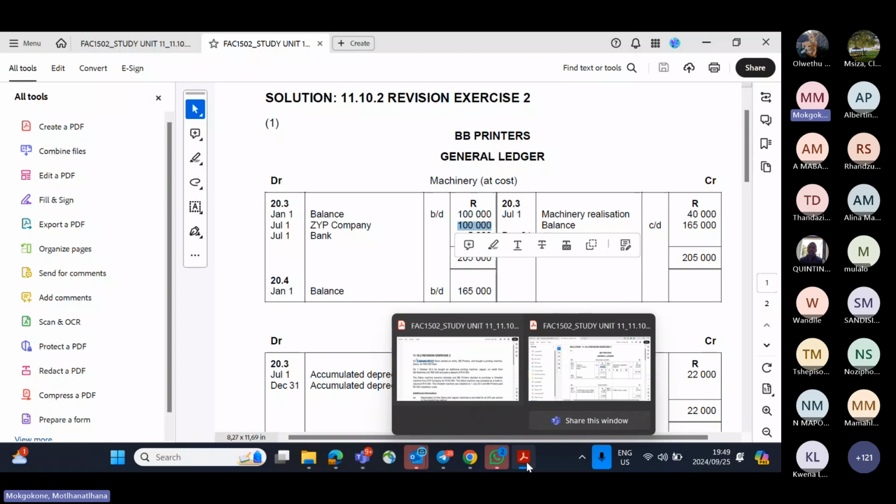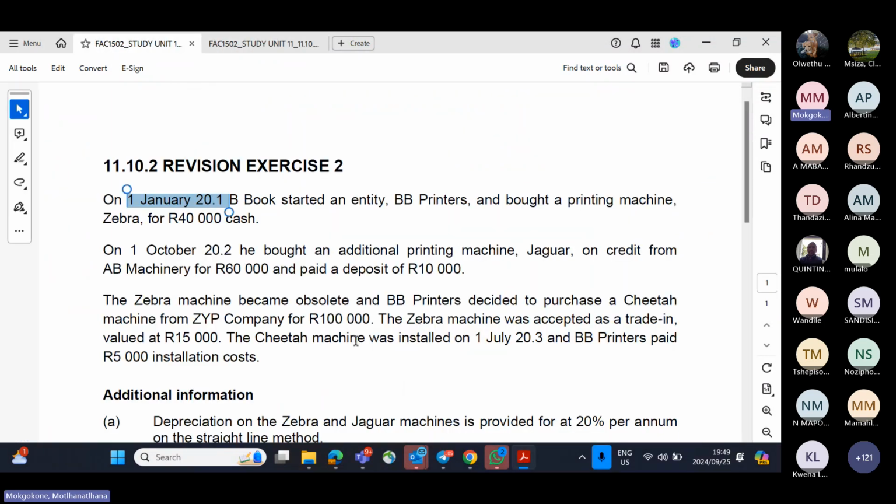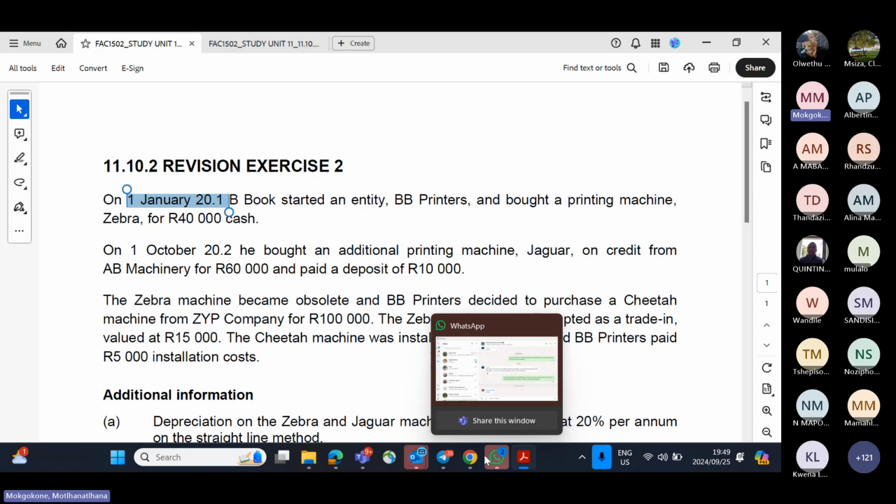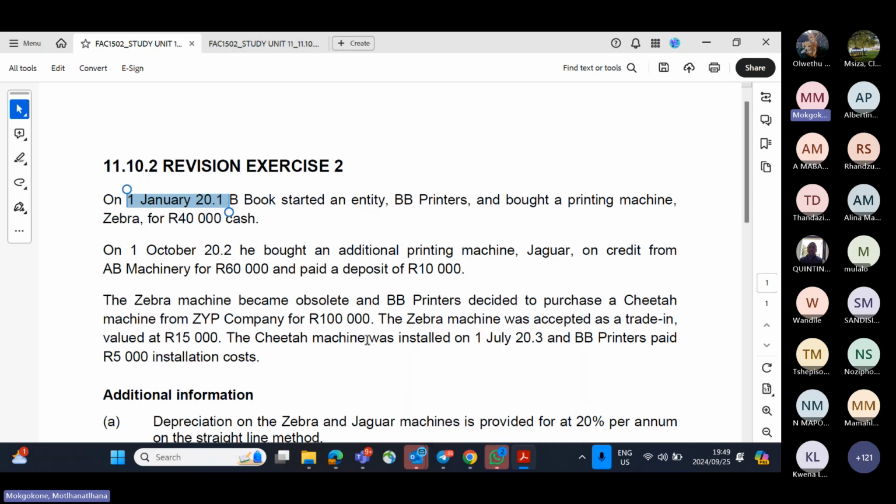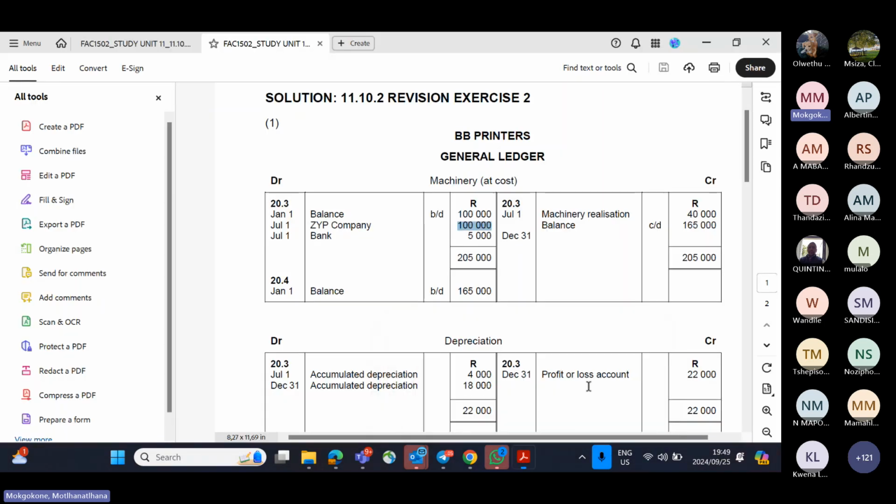Then on the same date, they said something about installation cost. And I said installation cost will form part of the cost price of the machinery. And I said, maybe if you want to generalize this, you debit your Cheetah machine, and you credit your installation cost, which is bank, by 5,000. If we come here under our suggested solution, they will see our detail is bank by 5,000.